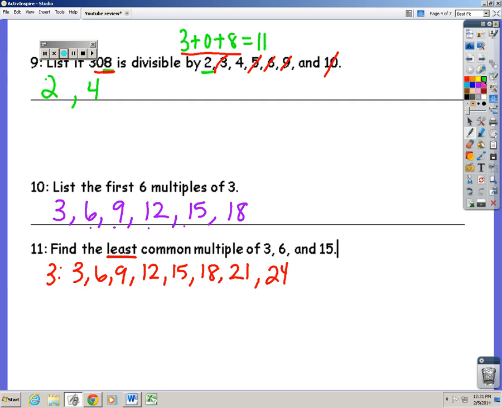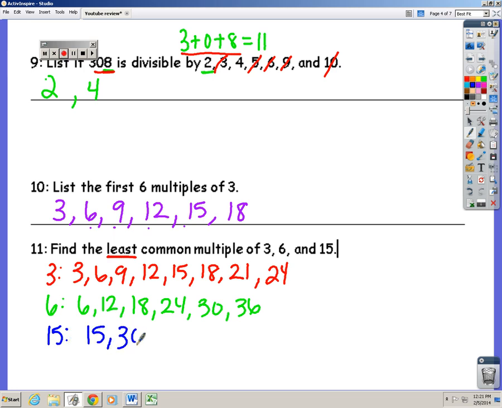Next number I'm going to list the multiples of is 6. I'm going to go 6, 12, 18, 24, 30, 36. I'm going to stop there just to see. We might have to add more. We'll have to find out. Next number we have is 15. 15, add 15 more, I get 30. Add 15 more, I get 45.